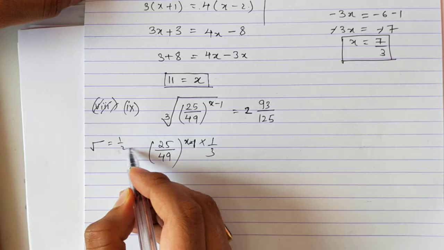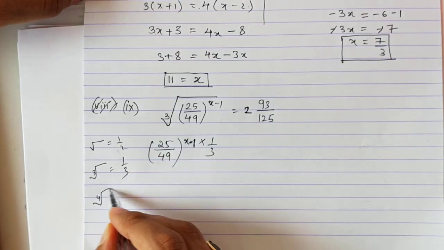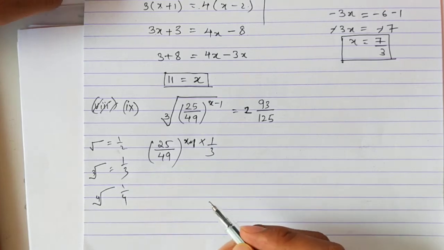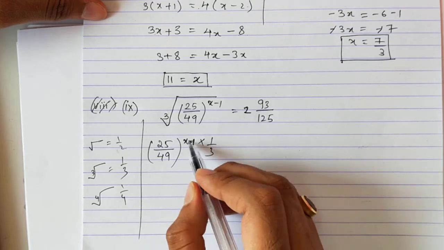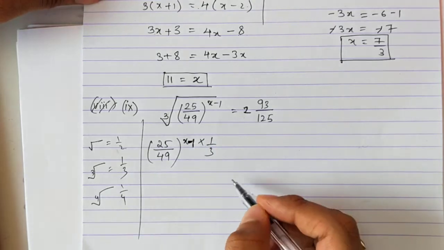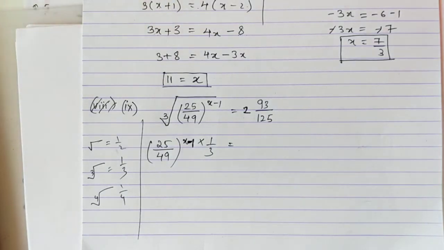Square root becomes 1 upon 2. Cube root becomes 1 upon 3. If there is a fourth root, it becomes 1 upon 4. We have done this rule in the laws, in the first video itself. So this is (x minus 1) to the power 1 upon 3. I will solve this.